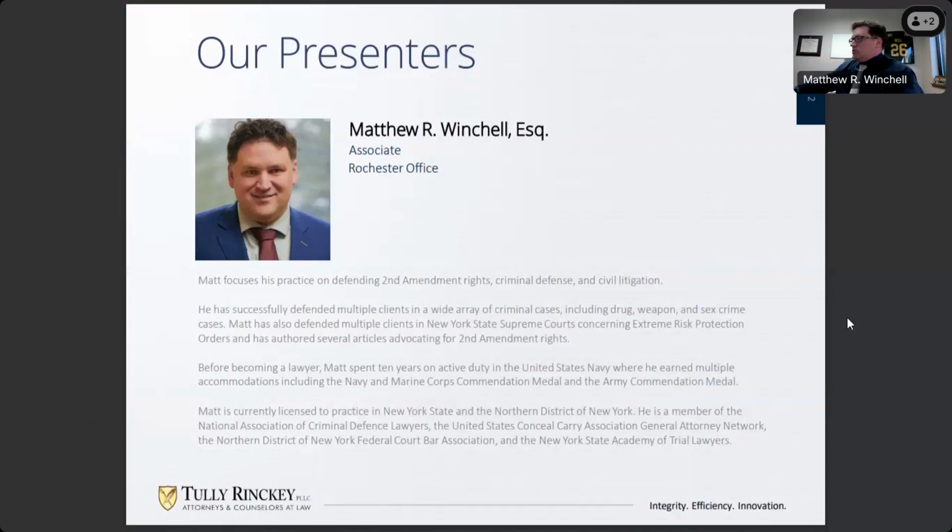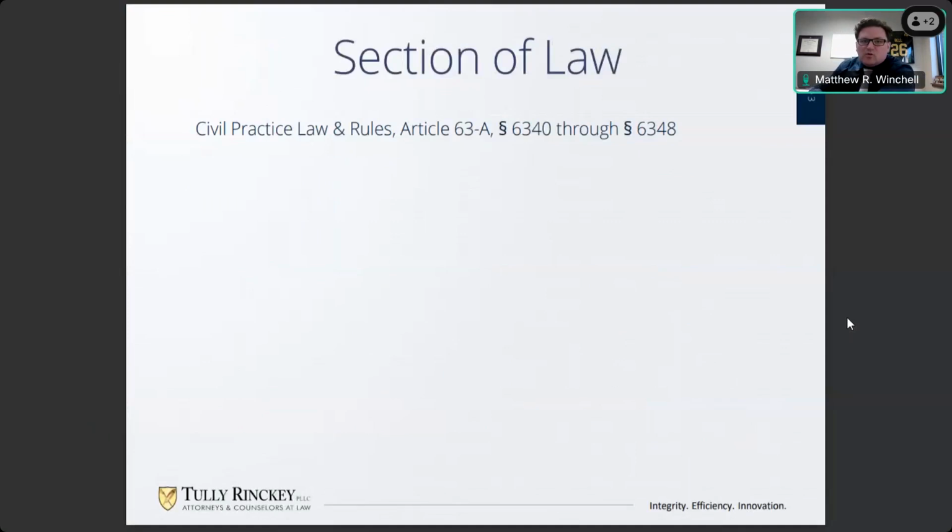So just to go over the brief top level view of this, red flag laws are contained in the Civil Practice Law and Rules, CPLR, Article 63-A, Sections 6340 through 6348. That's where you'll find everything that you need to know about red flag laws.